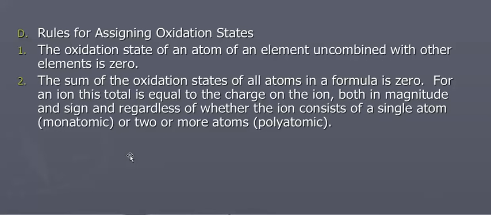Number one, the oxidation state of an atom uncombined with other elements is 0. So if I just have an atom of sodium and it's not combined with chloride or anything else, it doesn't have a charge, it's 0. Or if I just have hydrogen by itself, which even though it's diatomic, it's still by itself, the charge is 0. Number two, the sum of the oxidation states of all atoms in the formula is 0 because atoms are neutral. For an ion, this total is equal to the charge on the ion.